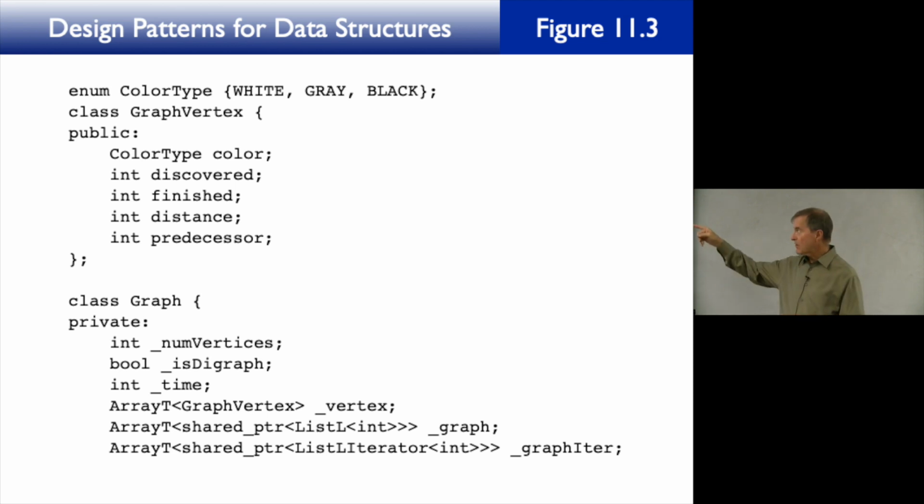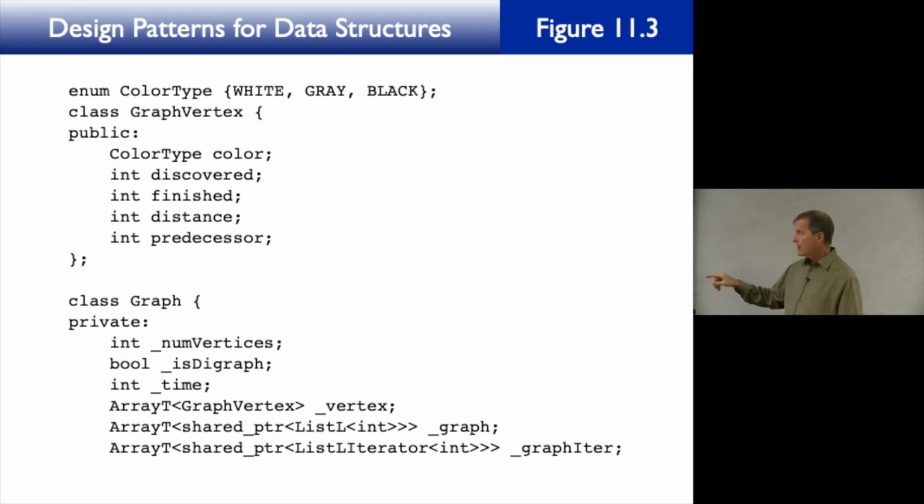Discovered is going to be the time that the vertex is discovered. Finished is going to be the time that the algorithm is finished with that vertex. Do you see what I mean? Distance is going to be the distance of the path between that vertex and the starting vertex. And the predecessor is going to be the vertex that preceded that one in the search. That's the meaning of those.